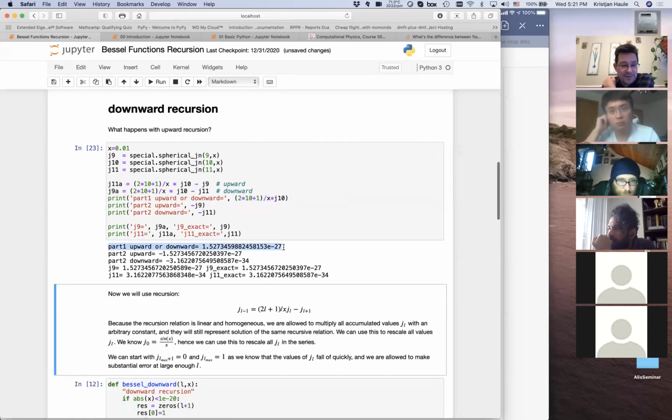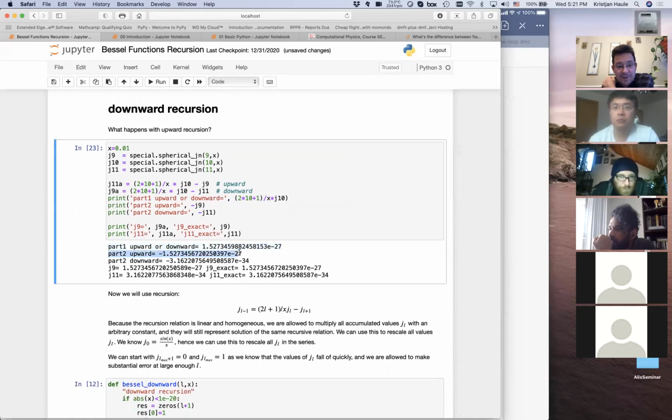Part 1 in this particular case is of the order of 10 to the minus 27. And part 2 for the upward recursion is almost exactly identical with opposite sign. So of course, when you sum these two numbers, they subtract, and what we are left with is something of the order of 10 to the minus 34. So we go from two numbers which are almost identical, both of the order of 10 to the minus 27, and the difference is of the order of 10 to the minus 34. In other words, in this step we are subtracting 7 orders of magnitude, two numbers which have 7 digits equal.